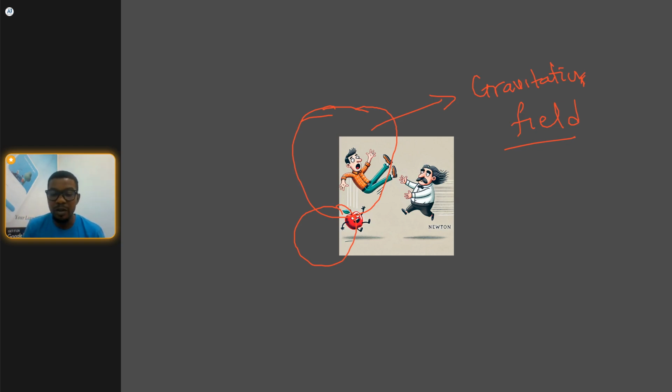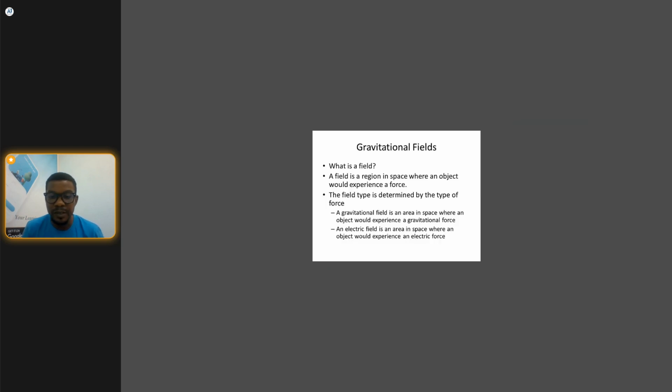So that is what we are going to consider today, and we'll be doing much of calculations. But it is good that we understand the concept of gravitational field. So that is the definition of gravitational field. It is the space or the region where a body or an object experiences a gravitational force.